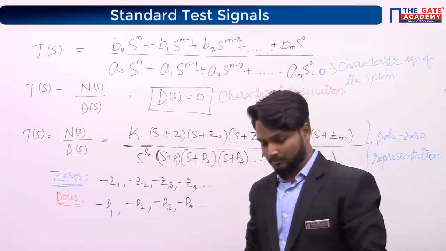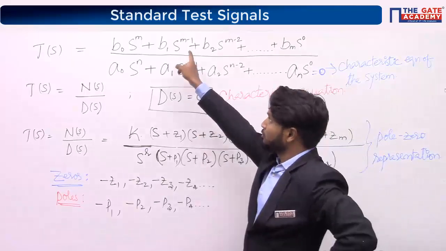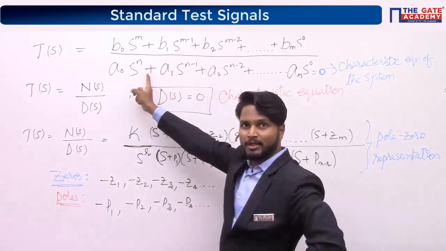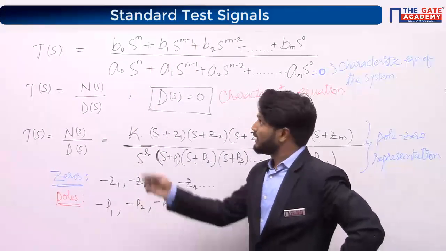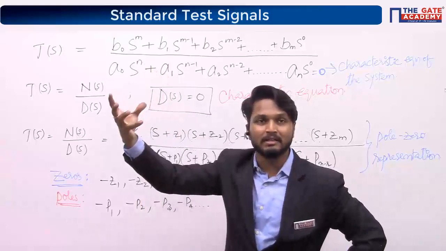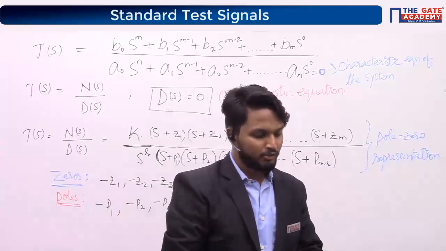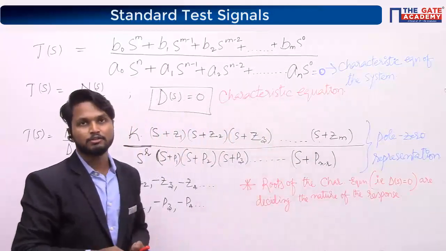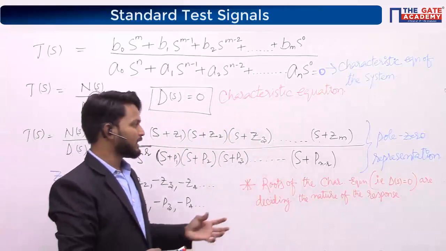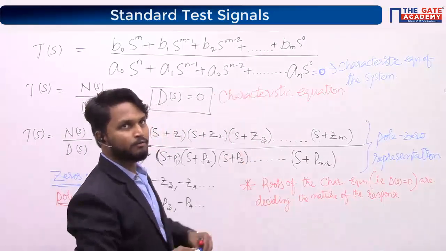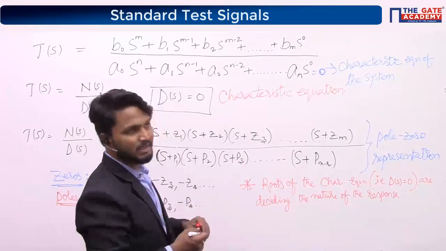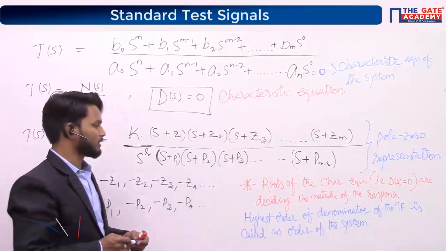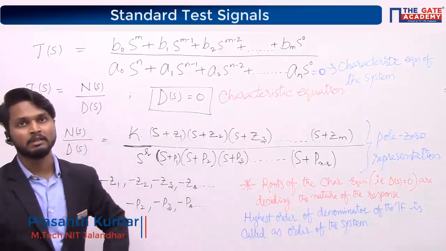Now see here, what is the order of the numerator polynomial? M, right? What is the order of the denominator polynomial? N, right? The roots of the denominator are deciding the behavior of the system. So write down: roots of the characteristic equation are deciding the nature of the response. That is why the highest order of the denominator of the transfer function is called the order of the system.